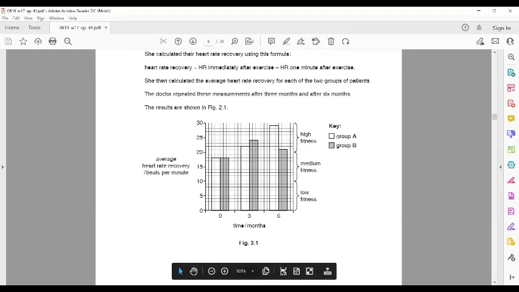So this is another description. At 3 months, there is a little difference between the groups, and group B is a bit higher compared to this one. The recovery in group B at month three is higher. But in month six, group A is higher in the recovery compared to group B. It's another thing that we can write.